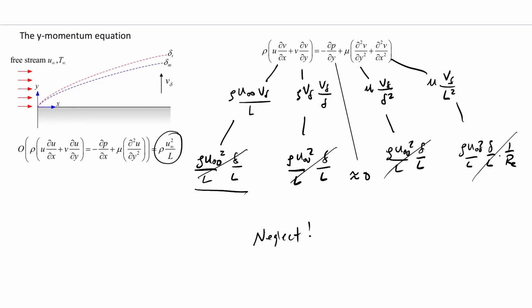And actually, if you think about it, that makes sense. We have u infinity coming in the x direction, that's a significant velocity. We have v delta going in the y direction, that's a very small velocity. So when we talk about momentum, it should work out that the y component actually goes away.